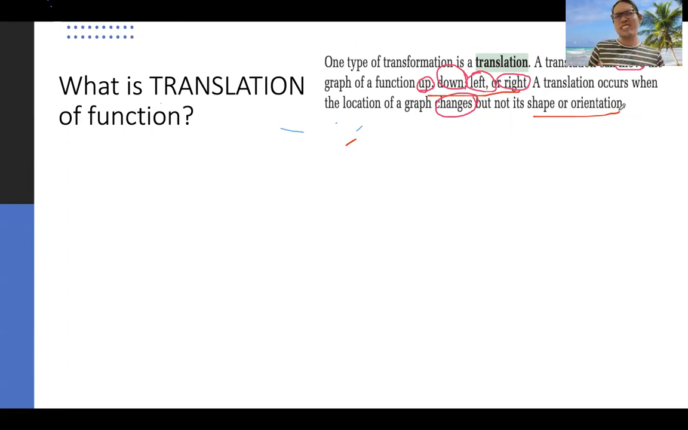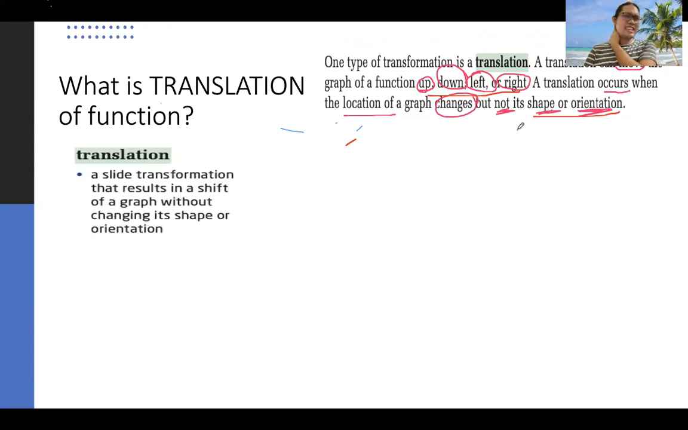And in a translation, it moves or changes its location, but never its shape and orientation. When we say orientation, it's ordered pairs. So in short, it changes its position or location, but it never changes its shape or orientation. I want to highlight that one, so please take note of that.